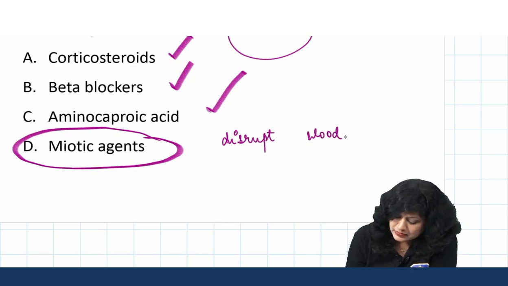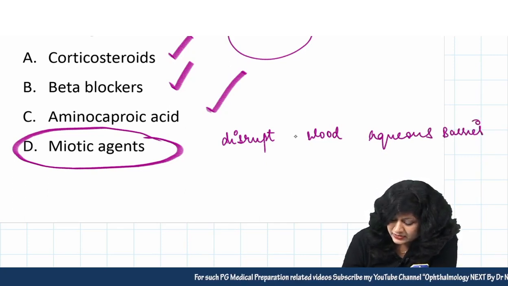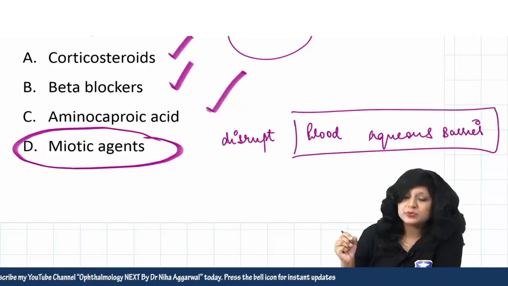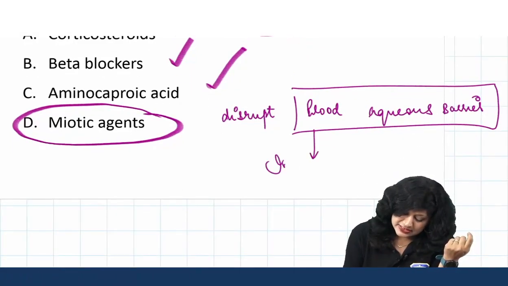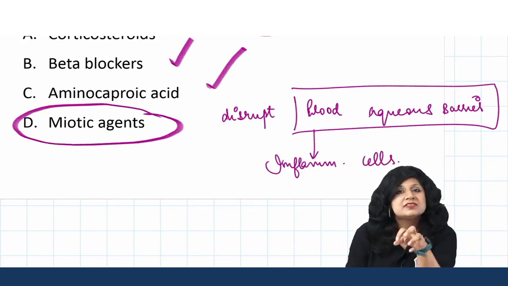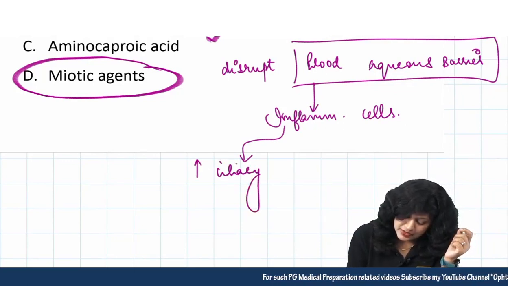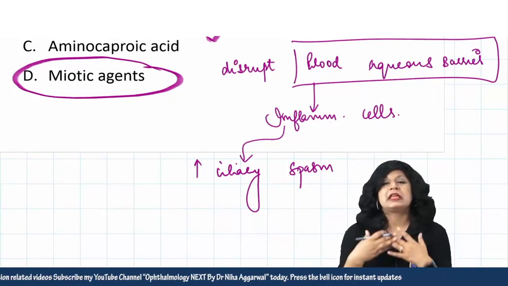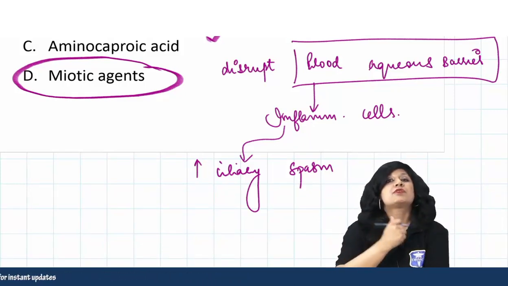blood aqueous barrier. So you have to understand that these miotic agents will actually disrupt this blood aqueous barrier, and the moment this barrier is disrupted, the inflammatory cells will pass through it. When the inflammatory cells pass, they will increase the ciliary spasm. When there is more ciliary spasm, there will be more pain, more inflammation, and that can even intensify the raised intraocular pressure due to the secondary inflammatory glaucoma.